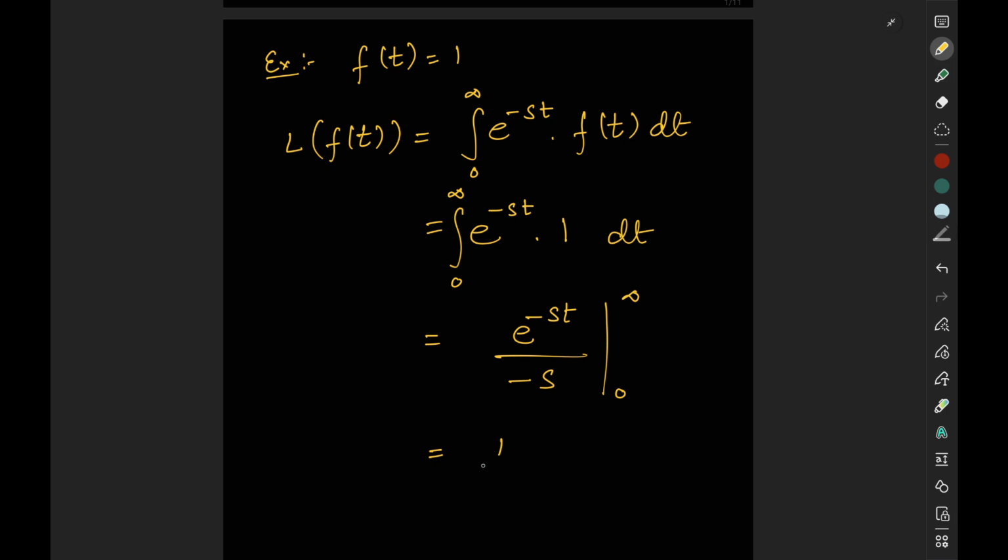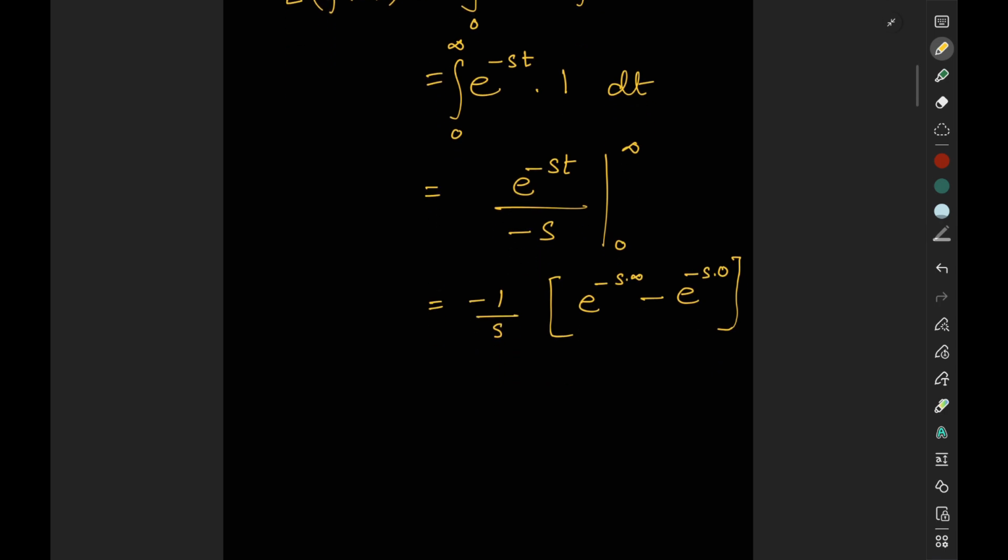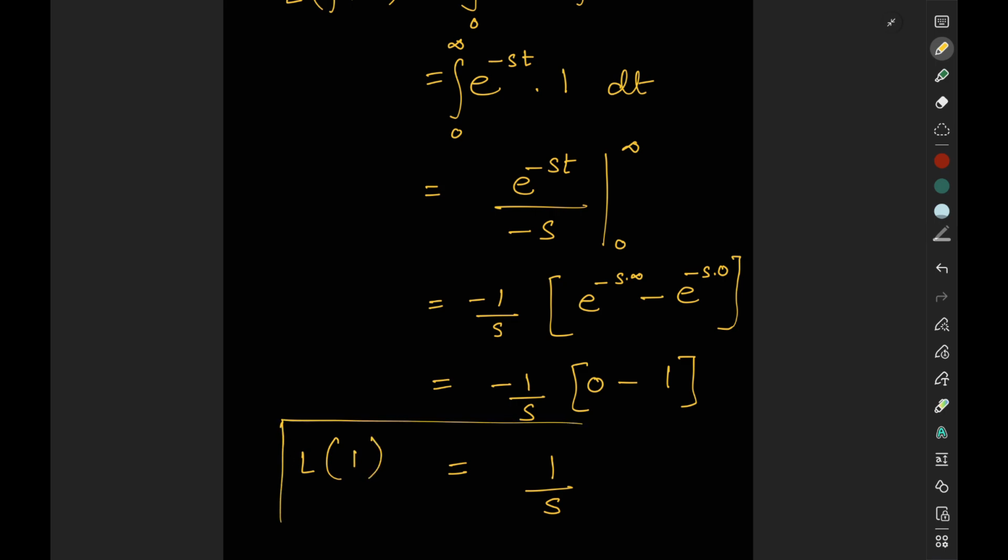This will become minus 1 upon s, e to the power minus s into infinity minus e to the power minus s into 0. Now e to the power minus infinity will become 0 and e to the power 0 will become 1. Hence it becomes 1 upon s. So the Laplace of 1 is equal to 1 upon s.